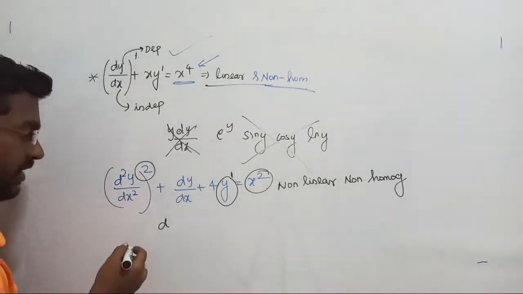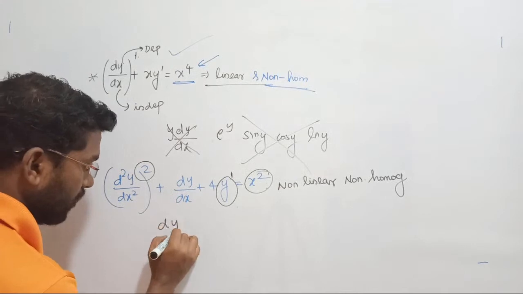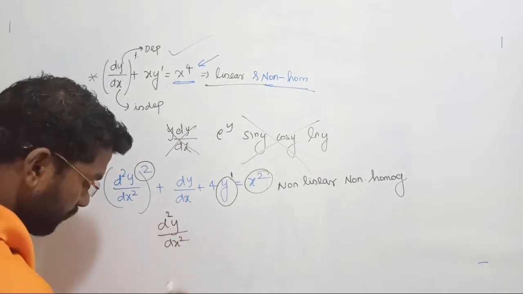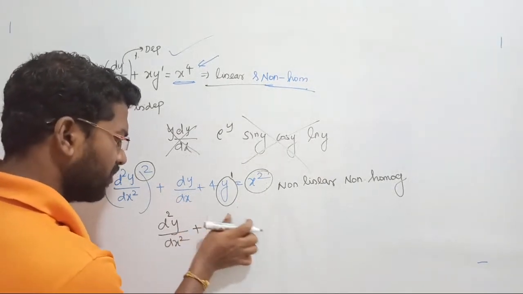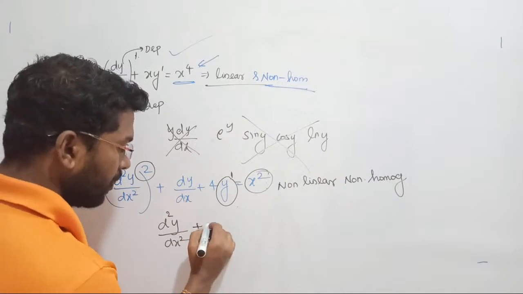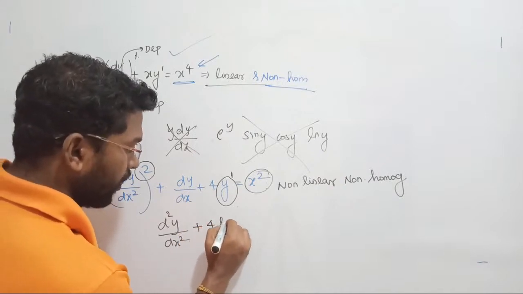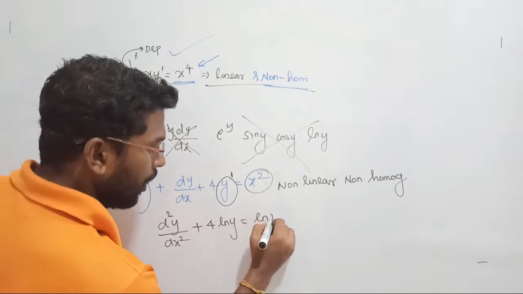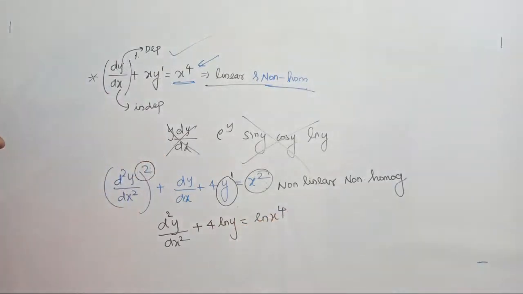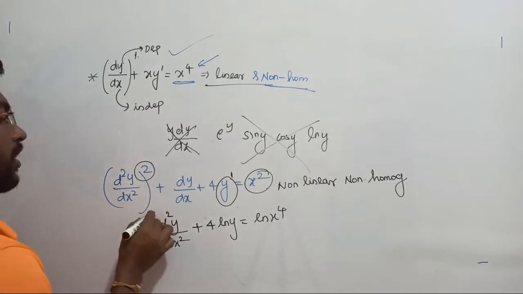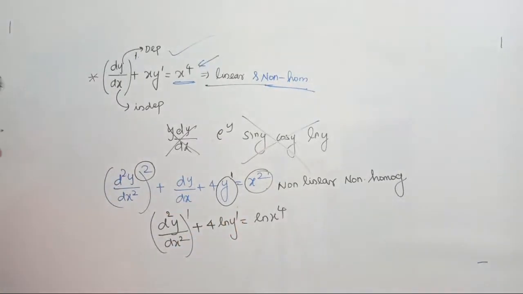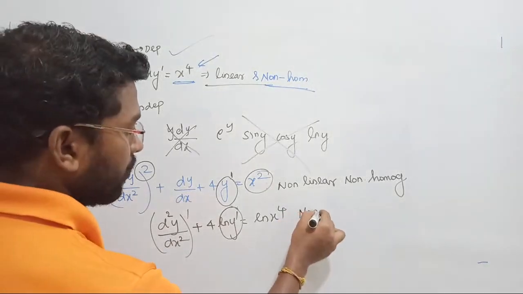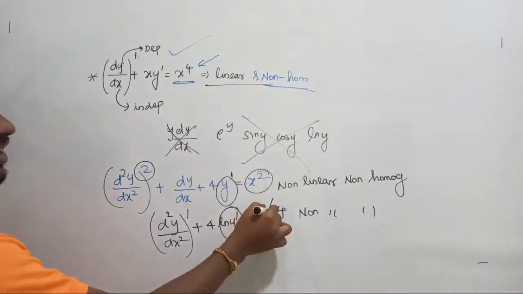Let us take the next one: d square y upon dx square plus 4 times ln y equal to ln x power 4. Now tell me, is it linear or non-linear? Non-linear. Why? Degree of differential coefficient 1, happy. Degree of dependent variable 1, happy. But this is transcendental. Can you accept it? No. So this is non-linear, non-homogeneous. Why? Because on the right side we have the signal.